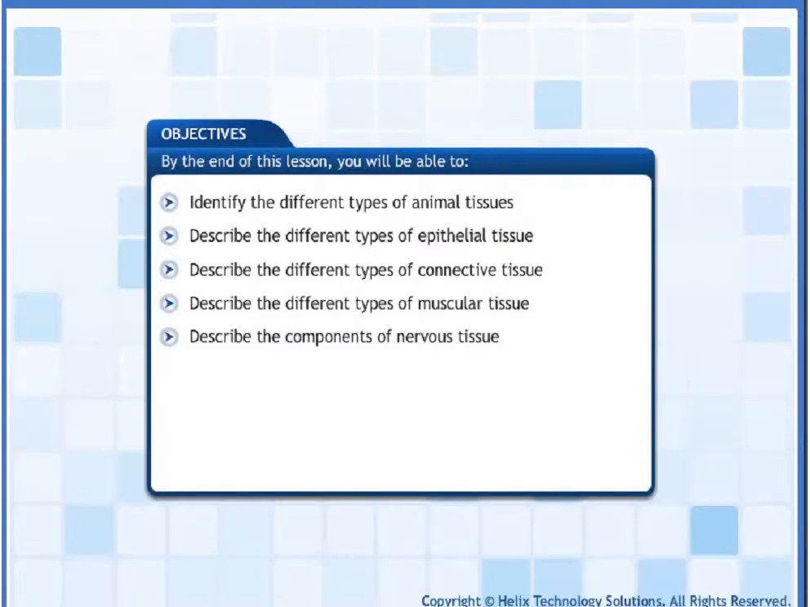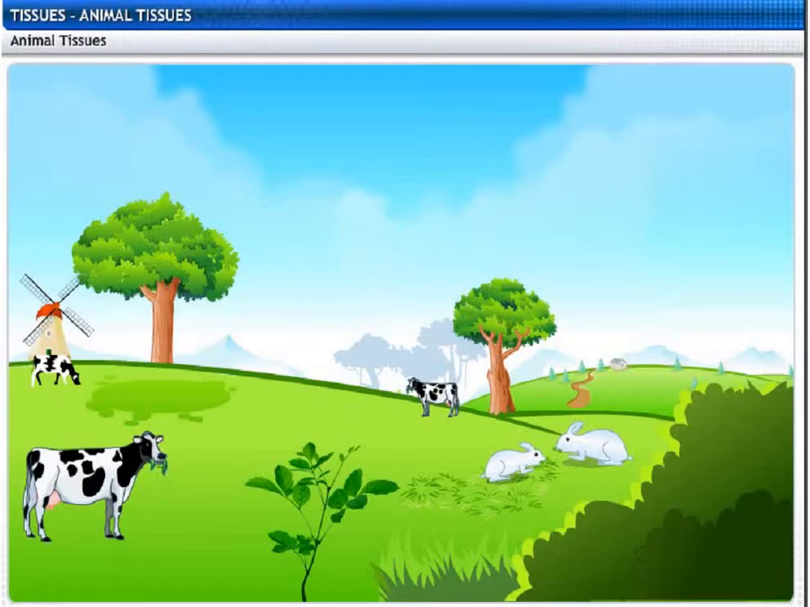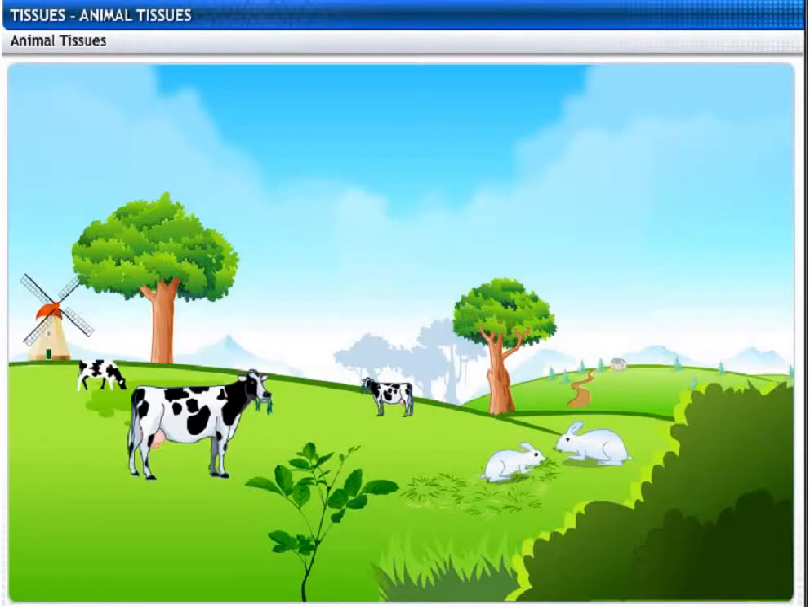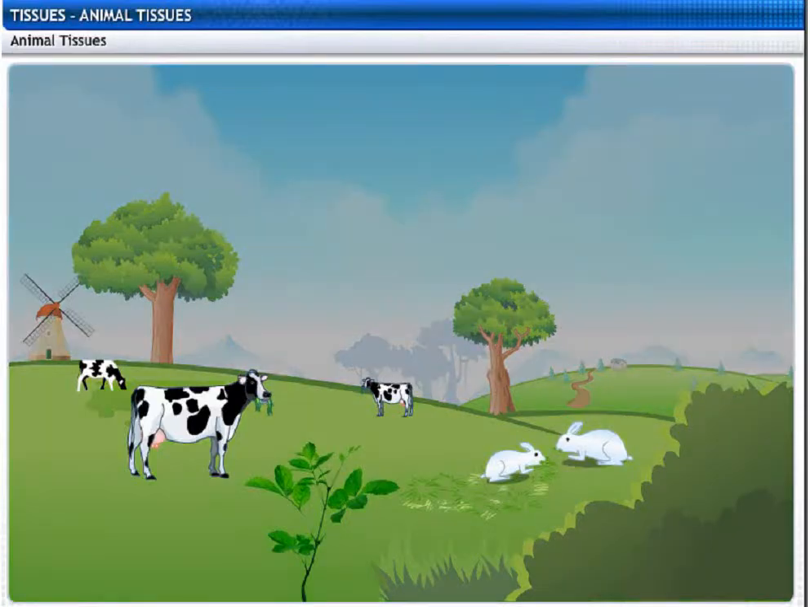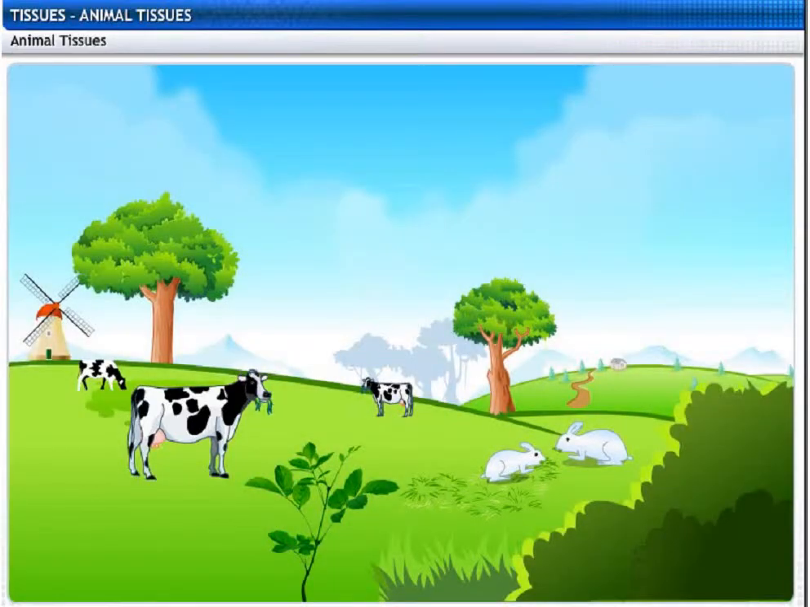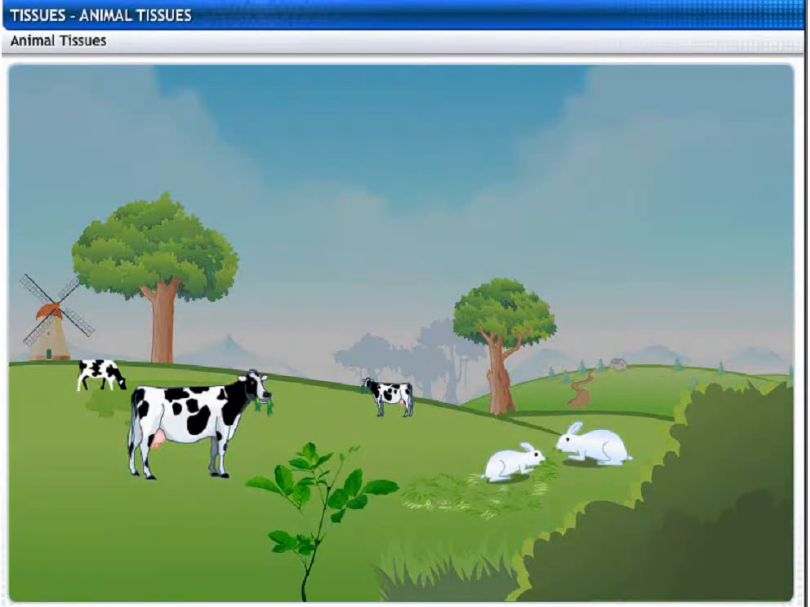By the end of this lesson, you will be able to. Animals move around in search of food, shelter, and mates. They consume more energy compared to plants. So, unlike plants, most animal tissues are living tissues.